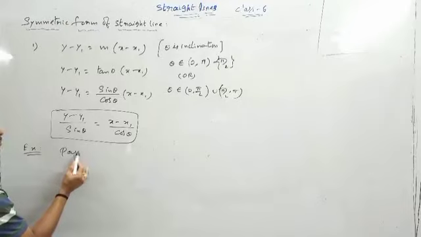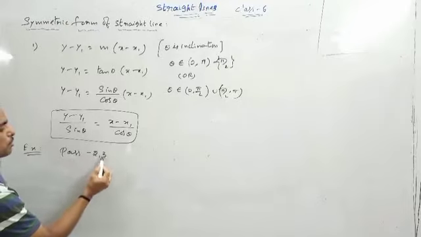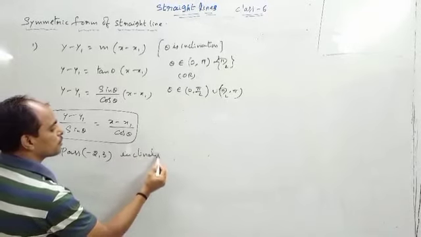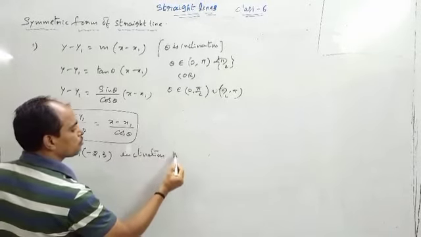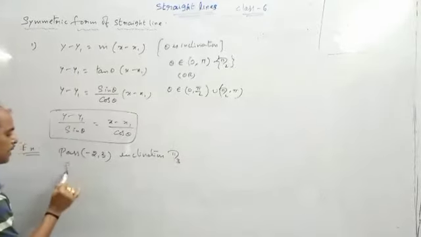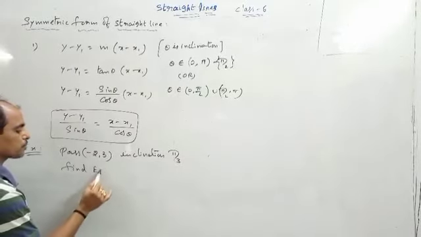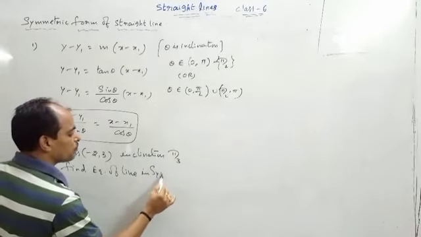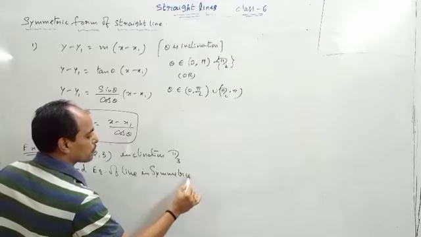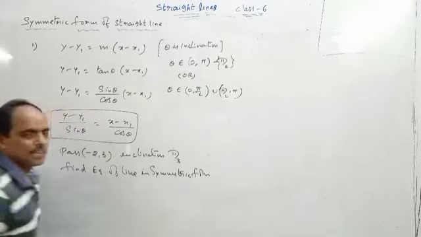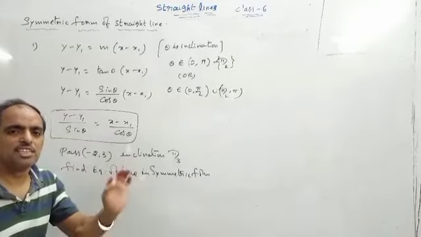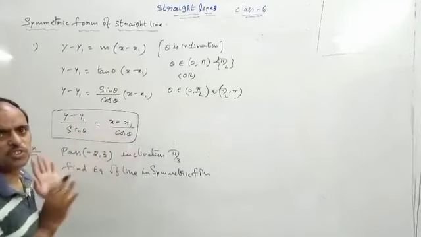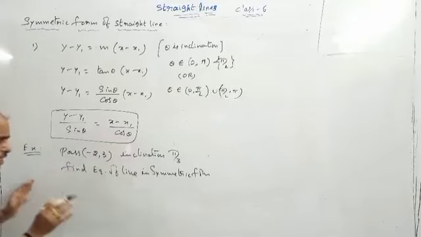Example: passing through minus 2, 3 and inclination pi by 3, find the equation of the line in symmetric form. Clearly they will mention to write in symmetric form. If not, there is no necessity to write this form. Okay. Just listen.